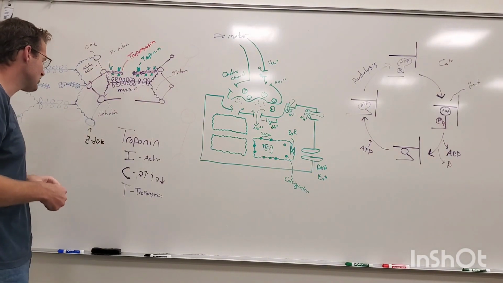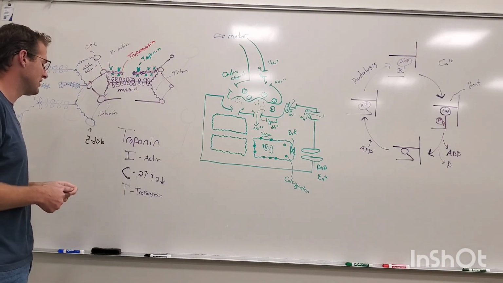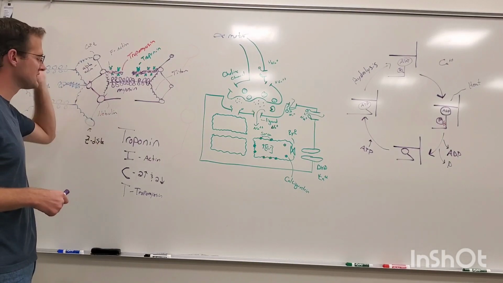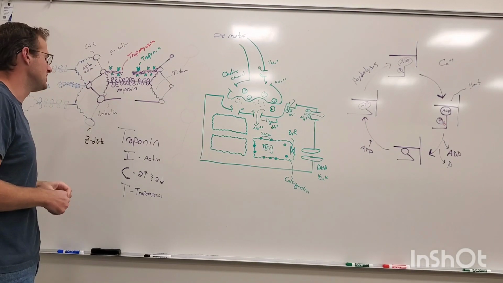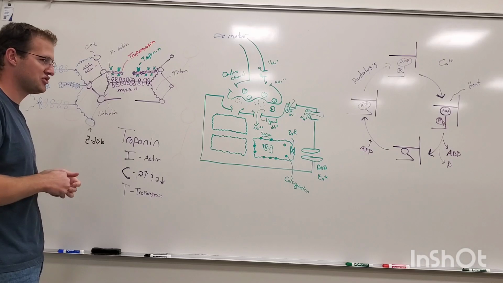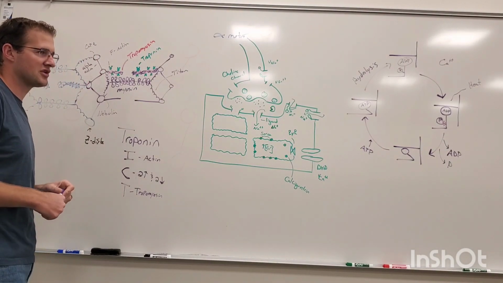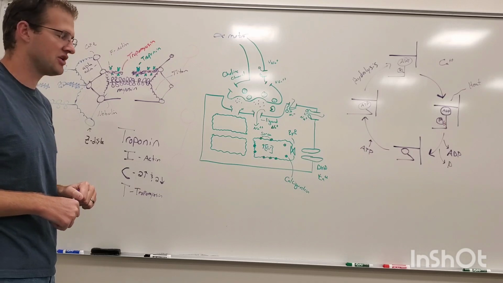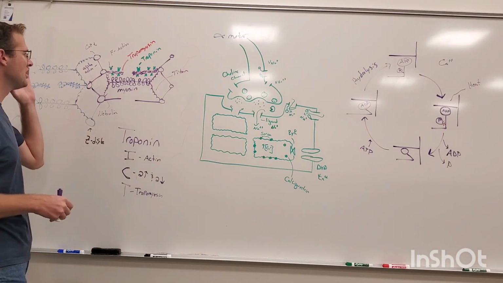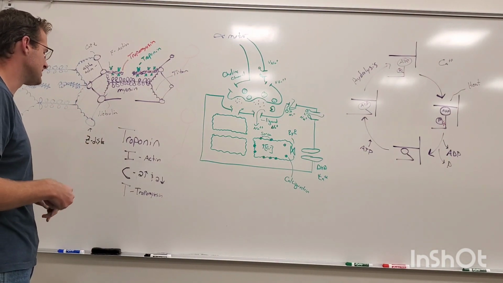When you have an increase in calcium, there's 4 binding sites on troponin C for calcium. 2 are high affinity and 2 are low affinity. The 2 low affinity ones are going to be occupied pretty much all the time. And what they do is they hold the 3 subunits of troponin together.